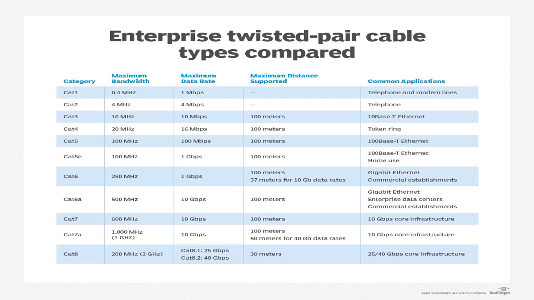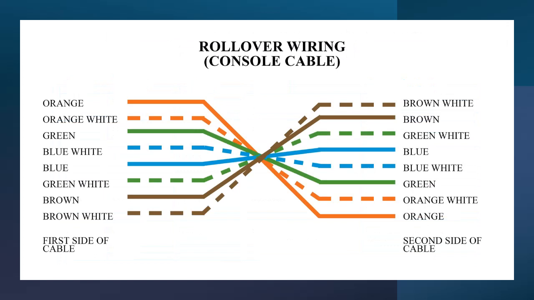Next comes the rollover cable. A rollover cable is a network cable that connects a computer terminal to a network router's console port. A rollover cable is identified by comparing each end of the cable while they are beside each other.